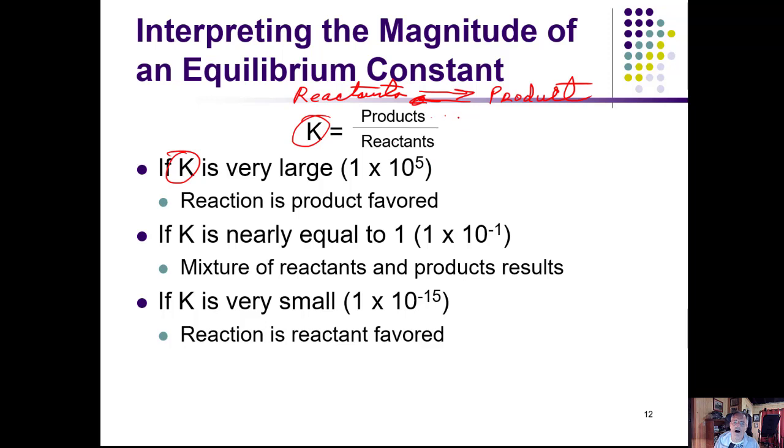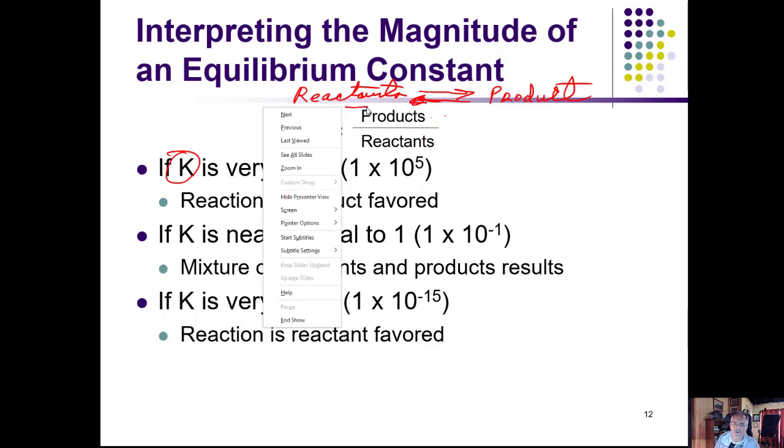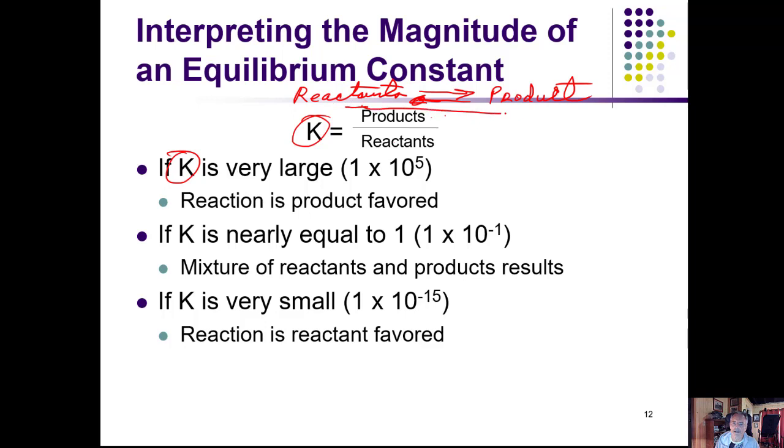That tells me I have 100,000 times more products than I do reactants. It means that the reaction, when it goes, heavily favors the product side. I have very few reactants left at equilibrium, and a whole lot of products. So this would definitely be a product-favored reaction. In fact, any equilibrium constant greater than 1 will indicate a product-favored reaction. The larger the equilibrium constant K is, the more products are favored at equilibrium.